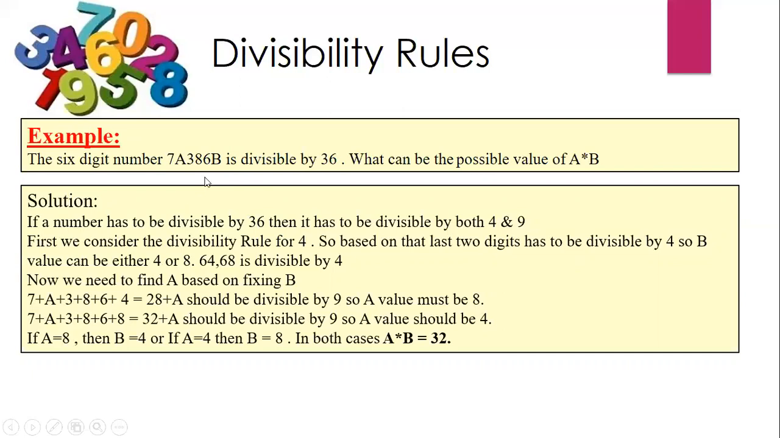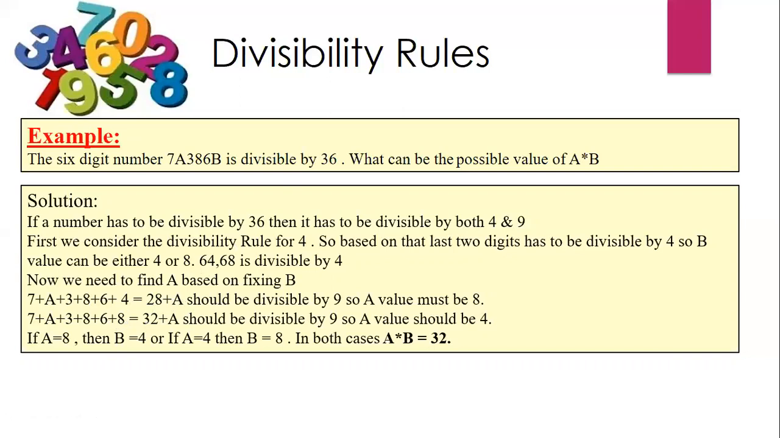Okay. Now based on this B, we can find out the value of A by using the divisibility rule for 9. Divisibility rule for 9 is that the sum of the digits has to be divisible by 9. So now when we put B value as 4, we are getting 7 plus A plus 3 plus 8 plus 6 plus 4, which is 28 plus A. When B value is 8, we'll get 32 plus A. So now what value should I put for A so that it will be divisible by 9?